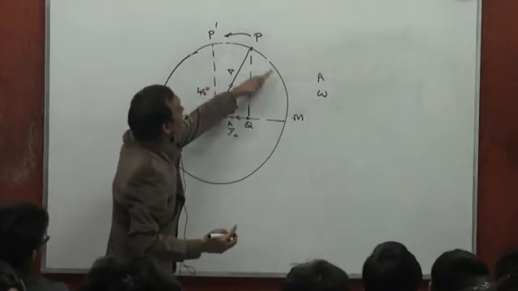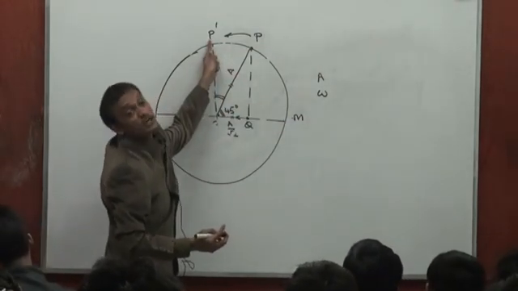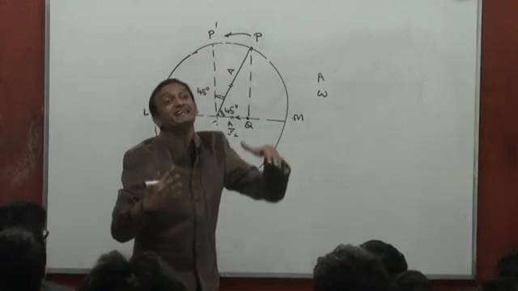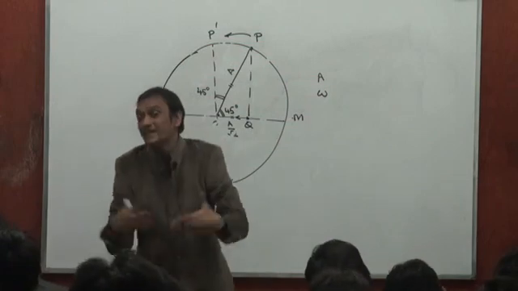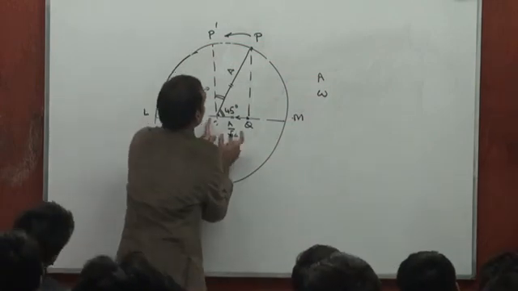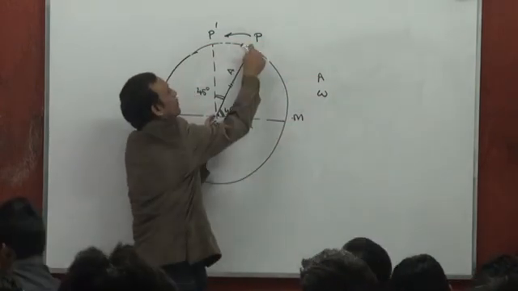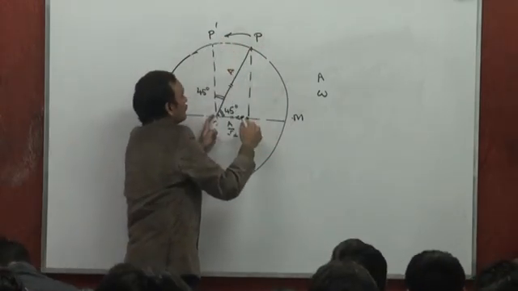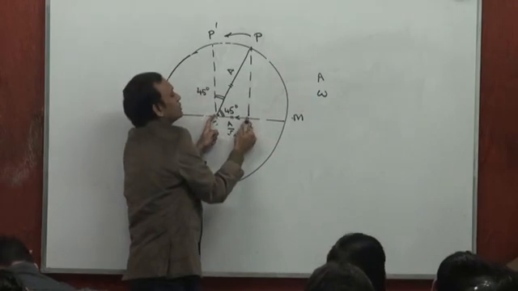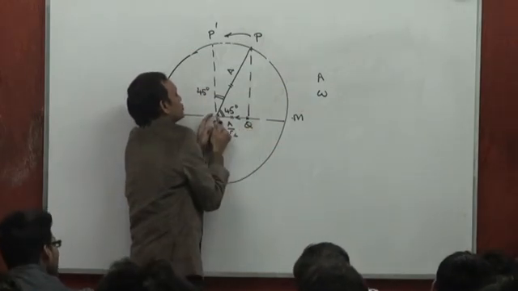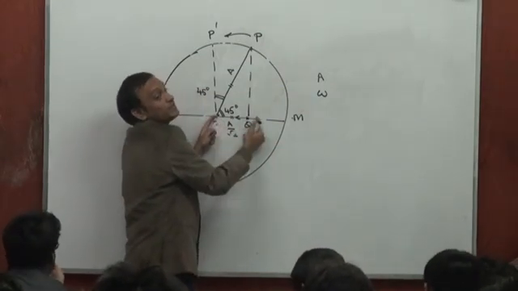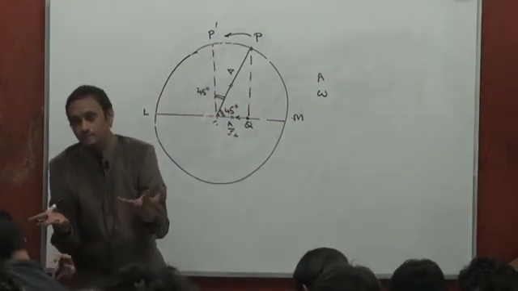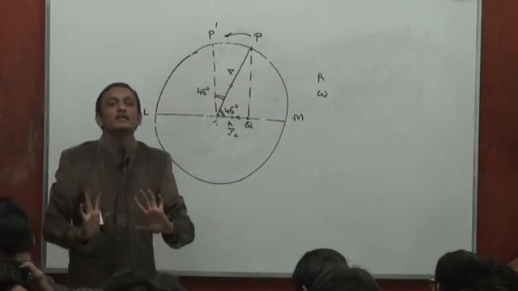Now to describe 90 degrees at the center, it takes T by 4 seconds. So to describe 45 degrees at the center, it's going to take T by 8 seconds. So the time taken to go from P to P prime is going to be T by 8 seconds, and for the oscillator, the time taken to go from x equal to A by root 2 to the mean position will also be T by 8 seconds. It's as simple as this.